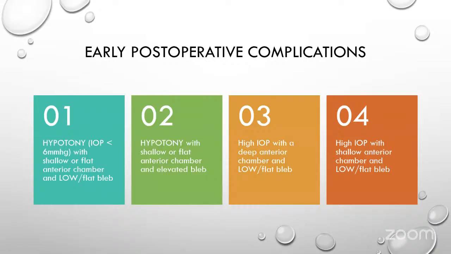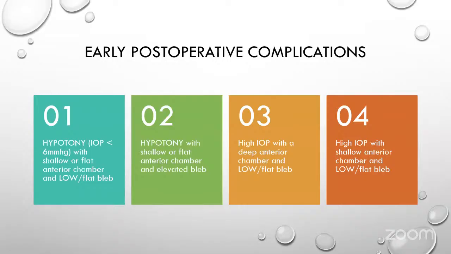So, early post-operative complications. What are these early post-operative complications? I just classify them into 4 broad groups. You have hypotony with shallow or flat anterior chamber. What are the possible causes? Hypotony with shallow or flat anterior chamber and elevated bleb. The first one is with a flat bleb. The other one is with an elevated bleb. Third, high intraocular pressure with deep anterior chamber and low or flat bleb. The fourth is high intraocular pressure with shallow anterior chamber and low or flat bleb.